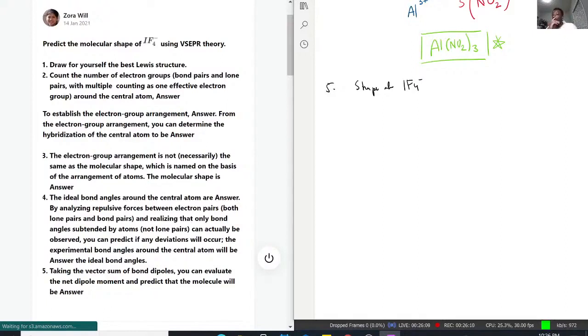Okay? So in order to do that, as I said, we need to start by drawing our best Lewis structure. So iodine would be on the 17th column, same with the fluorine. So we're actually dealing with 7 times 5, so that's a total of 35 electrons plus 1 because of this negative. So we need 36 electrons to account for. So we're going to put the iodine in the center, and then we're going to go ahead and draw the 4 fluorines attached to it, just like that.